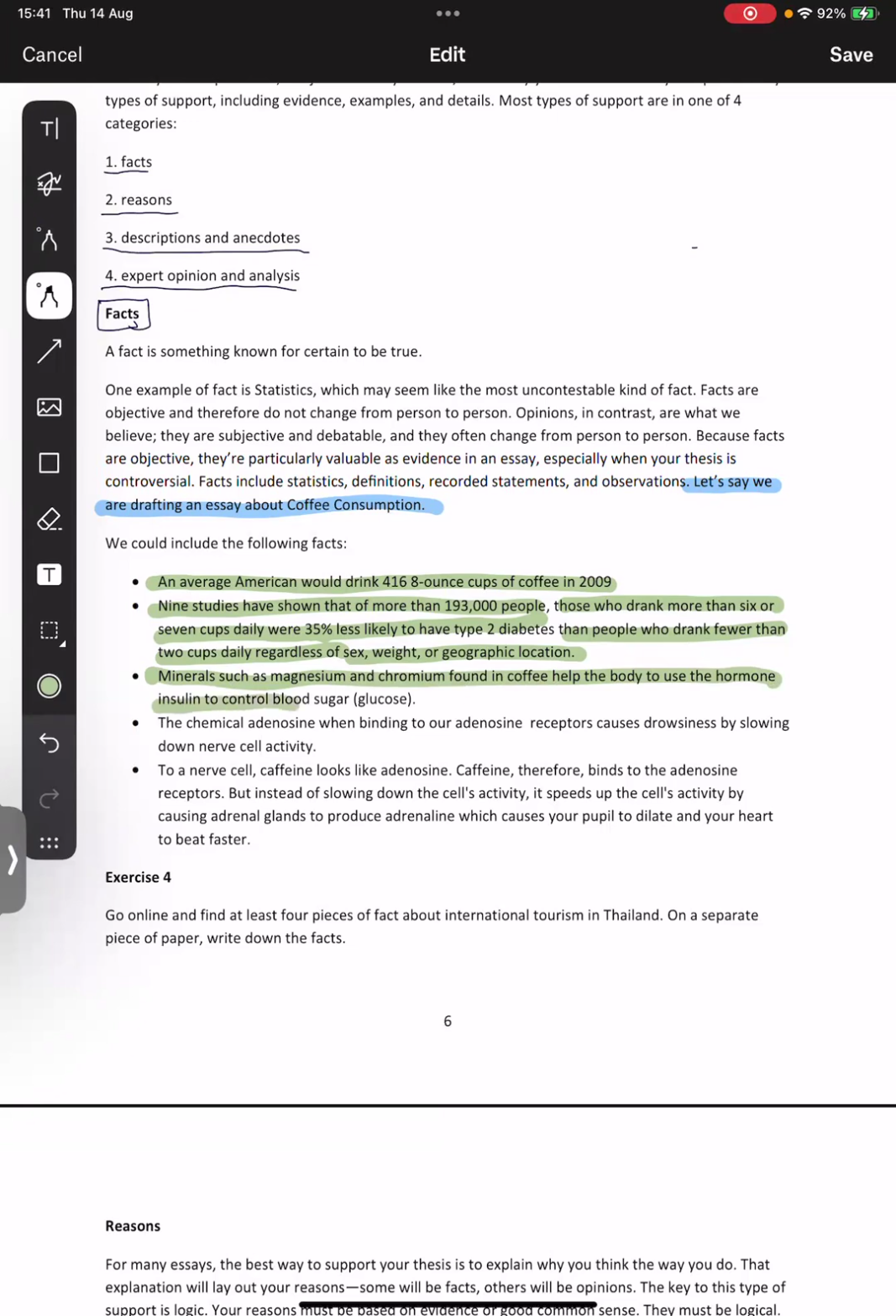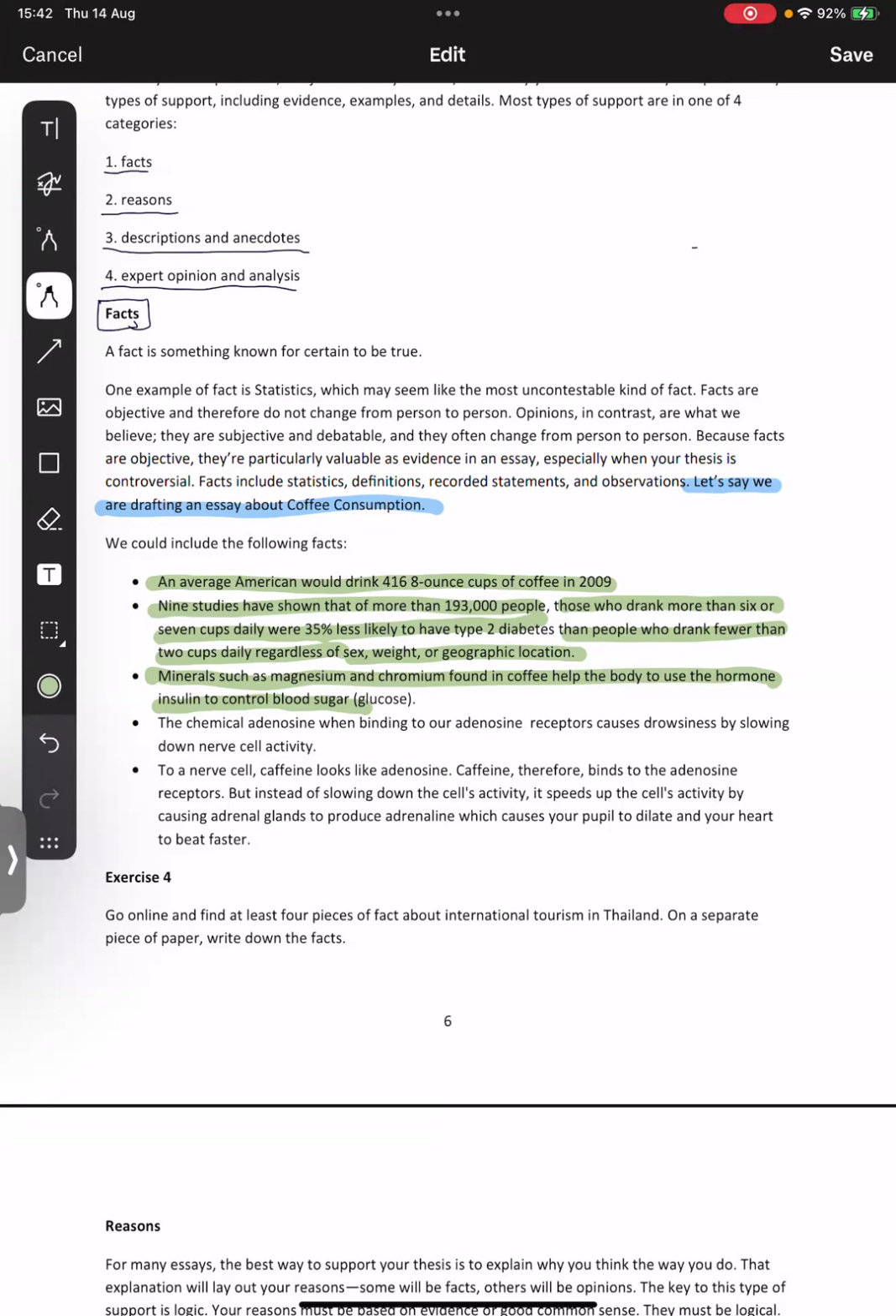Next, minerals such as magnesium and chromium found in coffee help the body to use the hormone insulin to control blood sugar. So here is another interesting fact about coffee consumption. It contains minerals, magnesium and chromium, and those minerals can help the body to use the hormone insulin more effectively to control blood sugar. All right, interesting facts indeed.